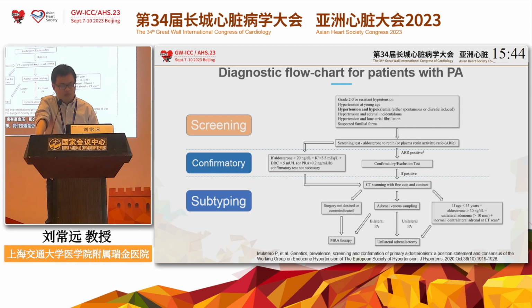If the ARR is positive, we continue to make the confirmatory test. The most commonly used in clinic are the saline infusion test and the captopril test. If the confirmatory test is positive, then we could consider the third step, subtyping by AVS.